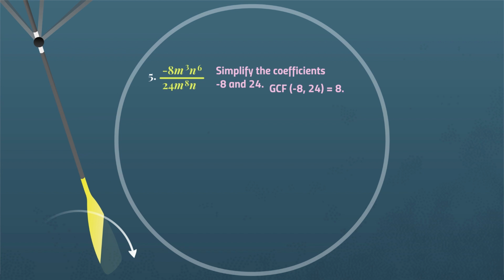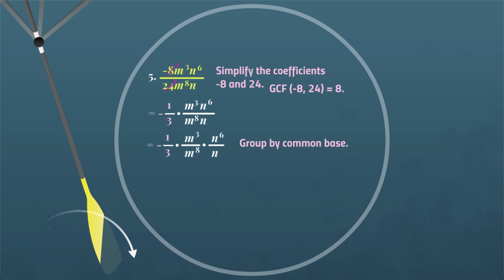So, how do we simplify? Just divide both the numerator, negative 8, and the denominator, 24, by 8, and we will get negative 1 and 3. So, the coefficient will become negative 1/3. Like some of the previous examples, we have pairs of powers with the same bases, so we need to group by common base. Then the expression will be like this. We will treat negative 1/3 as a coefficient.